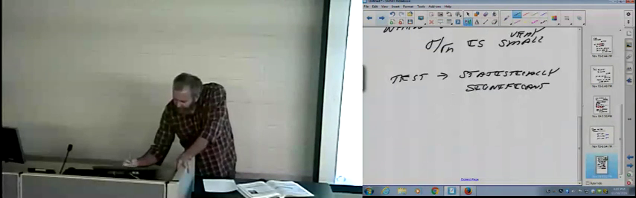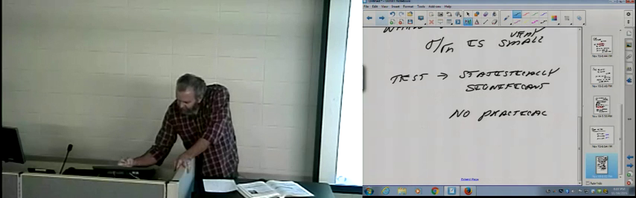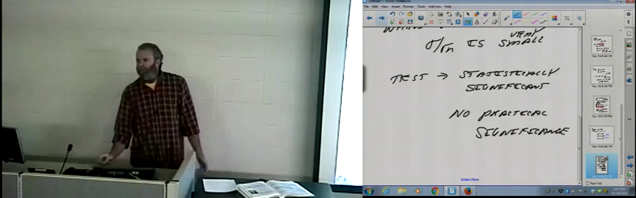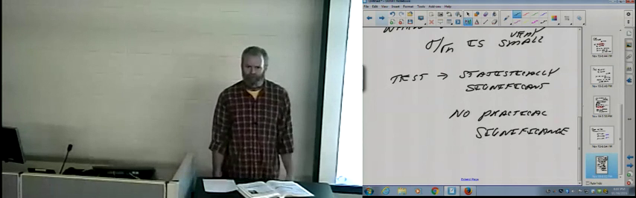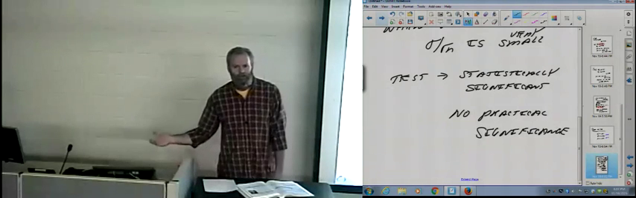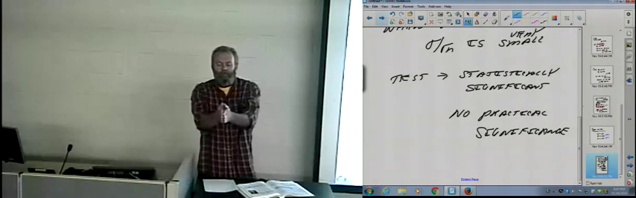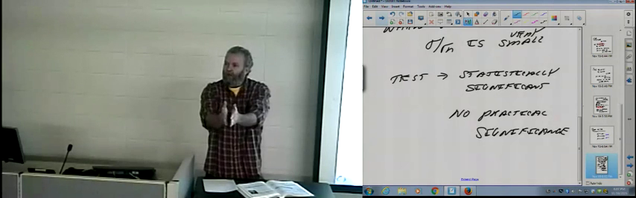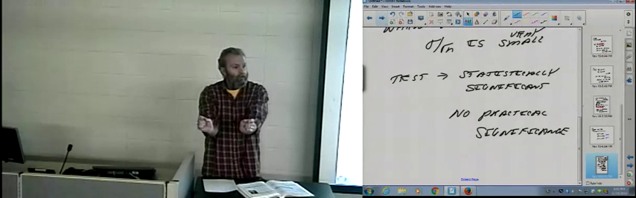The problem is no practical significance. Okay, so you're off by 0.004. You're off by 4 1,000ths. The larger you make that sample size, the smaller that standard deviation gets. Here's what I'm doing. You know the null hypothesis is mu is equal to something, right? Where this distribution is centered. It's centered right here. The smaller you make that standard deviation, you don't have to be very far away to be more than 3 away.